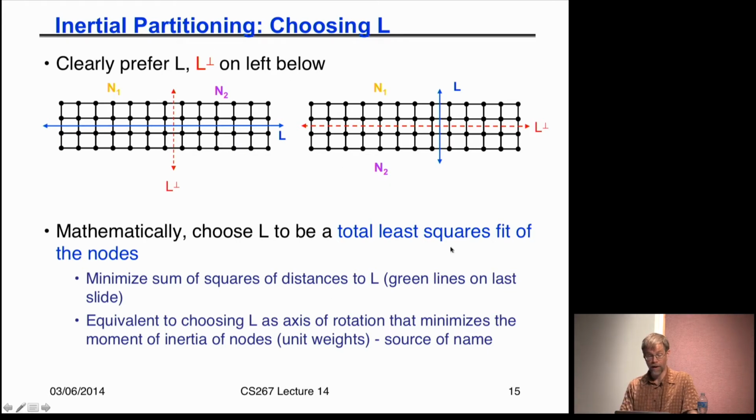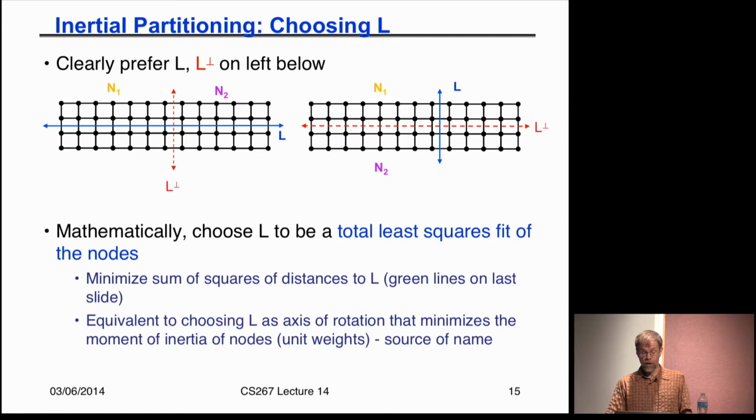Now, why is this called inertial partitioning? Because here's the physics problem. Imagine this is some rigid body where each of these points has a mass, each one weighs a pound or something. And what I want to do is spin this around, and I want to make it as easy to spin as possible. How do you measure how hard it is to spin this around a particular axis, capital L? It's called the moment of inertia. And so what I want to do is minimize the inertia over all possible choices of L, and that's exactly the same problem, which is where the name inertial partitioning comes from.